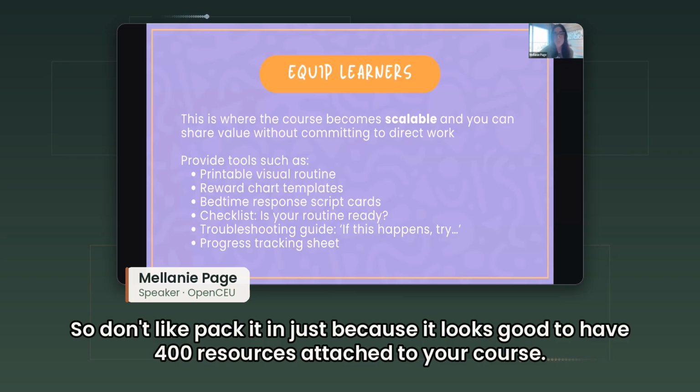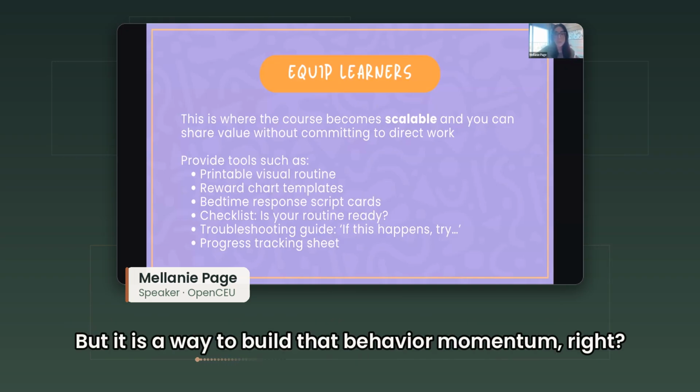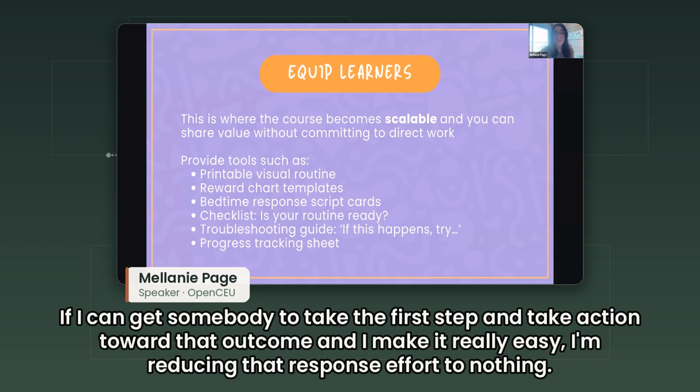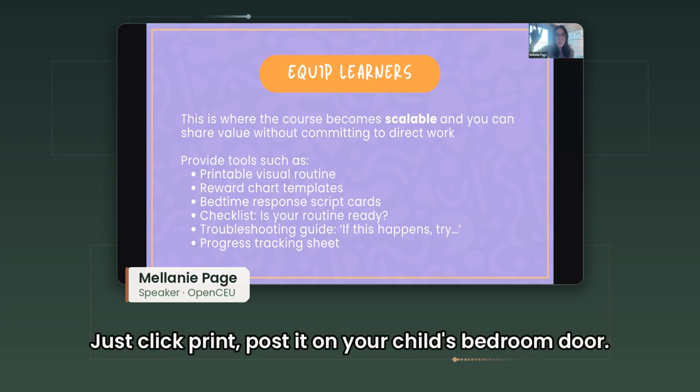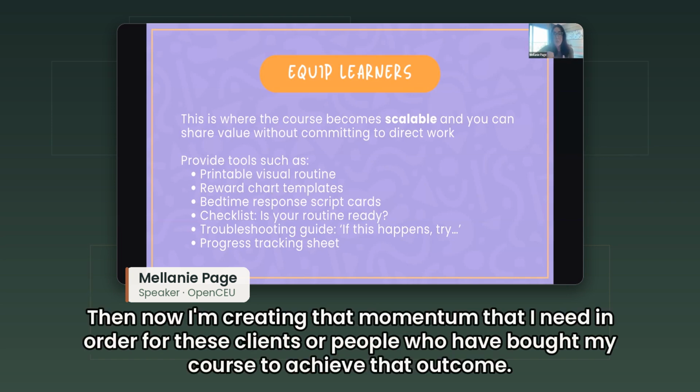So don't pack it in just because it looks good to have 400 resources attached to your course, but it is a way to build that behavioral momentum, right? If I can get somebody to take the first step and take action toward that outcome, and I make it really easy, I'm reducing that response effort to nothing. Hey, here's the template, here's the visual schedule, just click print, post it on your child's bedroom door. Then I'm creating the momentum that I need in order for these clients or people who have bought my course to achieve that outcome.